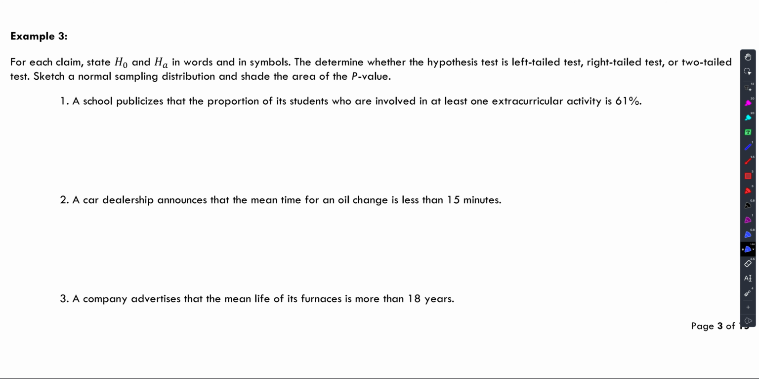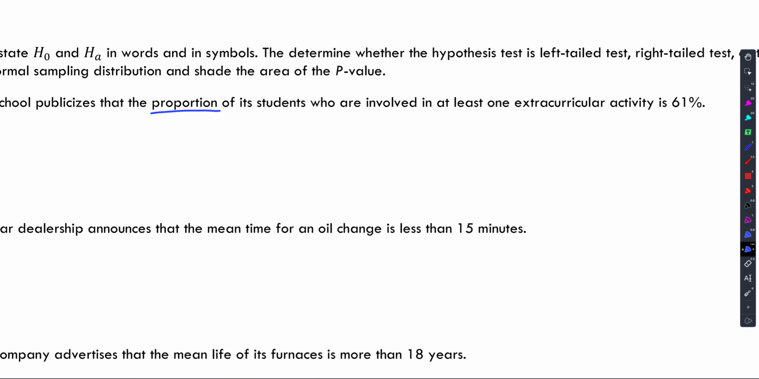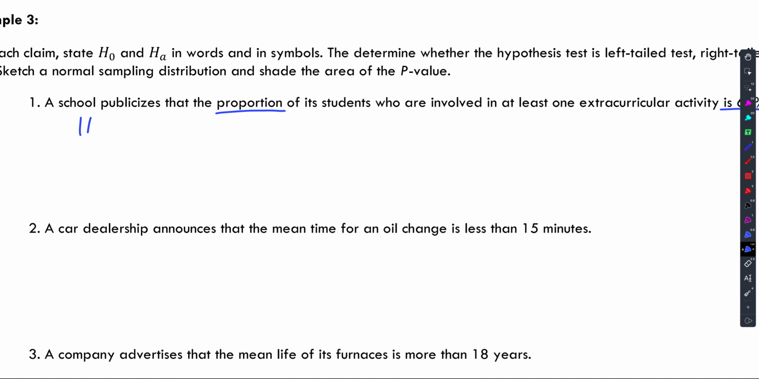A school publicizes that the proportion of its students who are involved in at least one extracurricular activity is 61%. So my claim is p equals 61%. Is that going to go as H0 or HA? H0, right? So p equals 0.61 and p does not equal 0.61. And remember that we just take the opposite of the one that we're given to get the other one. Okay? So this is our claim.